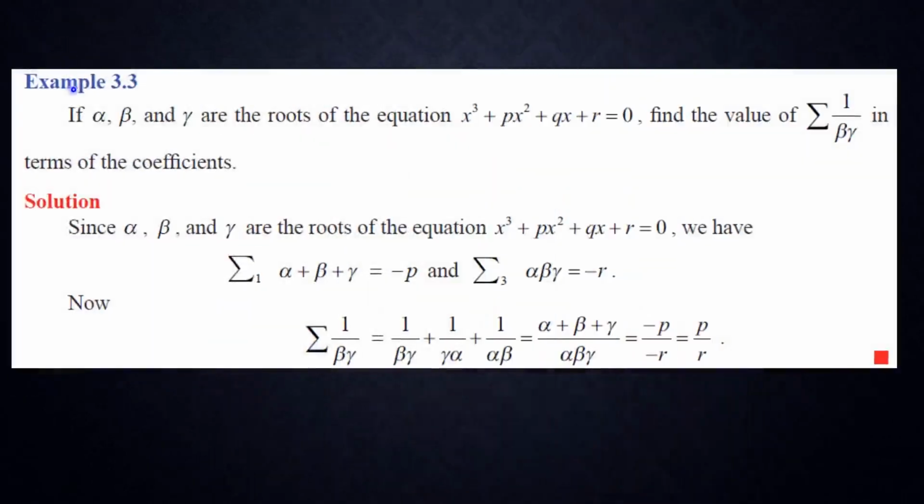Next we are going to see example third sum in chapter 3. If alpha, beta and gamma are the roots of the equation x cube plus px square plus qx plus r equal to 0. If means given, so இங்க ஒரு cubic equation கொடுத்திருக்காங்க. அதோட roots என்னன்னு கொடுத்திருக்காங்கன்னா alpha, beta and gamma ன்னு கொடுத்திருக்காங்க. Find the value of summation 1 by beta gamma, that is reciprocal of the product of two roots.